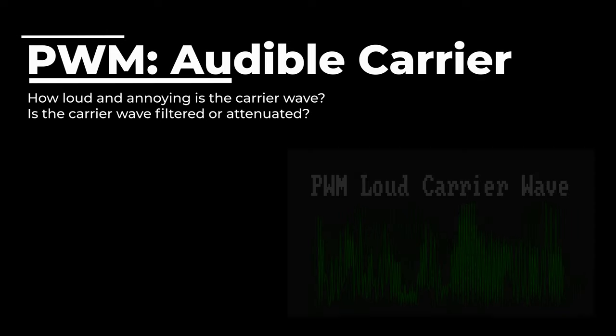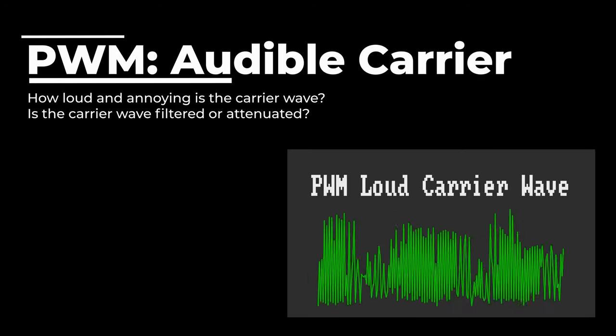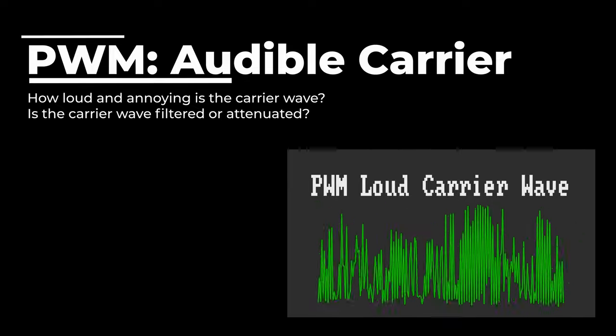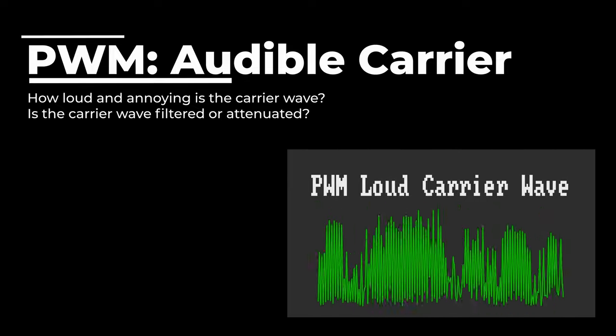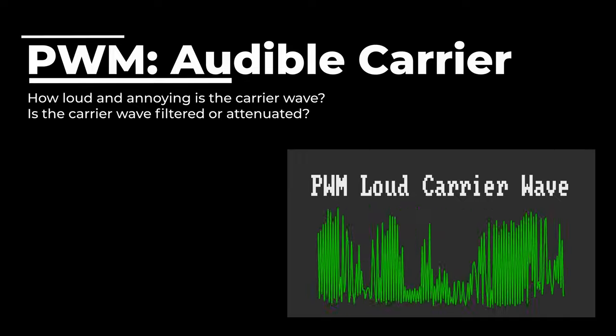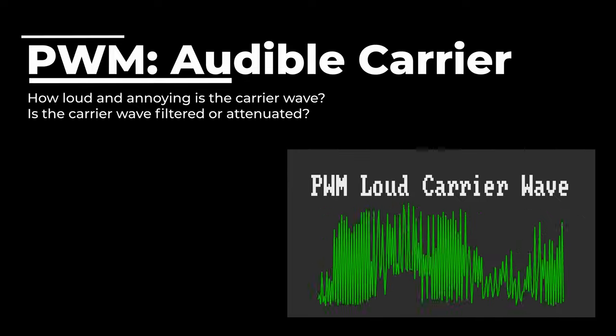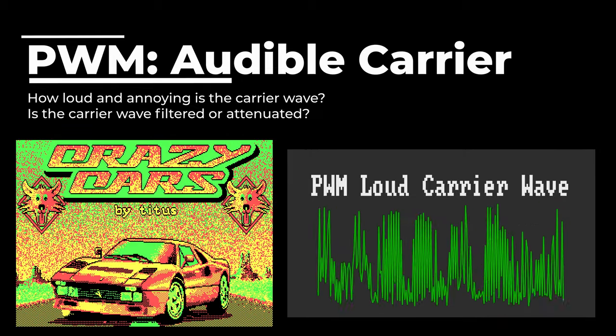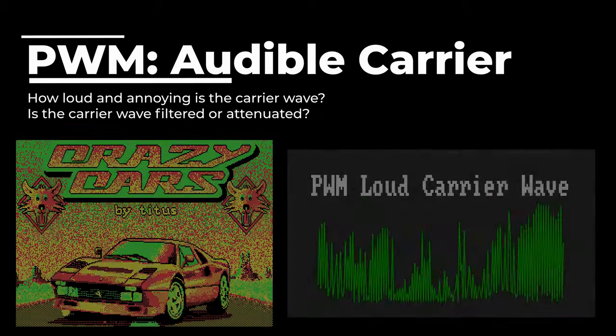Pulse width modulation with an audible carrier wave. Pulse width modulation reproduces sampled audio very clearly through the speaker, but also produces a secondary tone that matches the rate of playback. At lower playback rates, this results in a nasty, annoying, audible carrier wave. One of the most annoying examples of this is the opening theme to Crazy Cars.